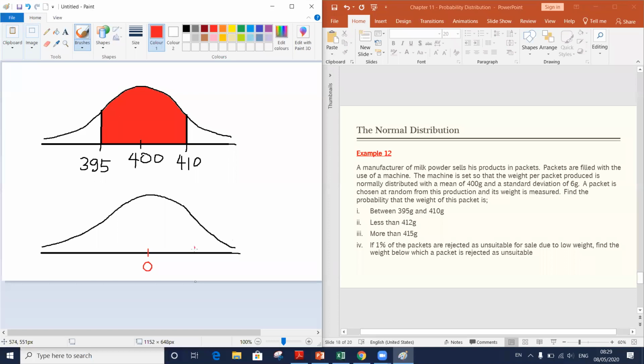එහෙනම් 410 ට අදාළ Z value එක කීයද? 395 ට අදාළ Z value එක කීයද? Separately we need to find. වෙන වෙනම හොයන්න වෙනවා. Right? When it is 395 grams, what should be the Z value? When it is 410 grams, what is the relevant Z value?